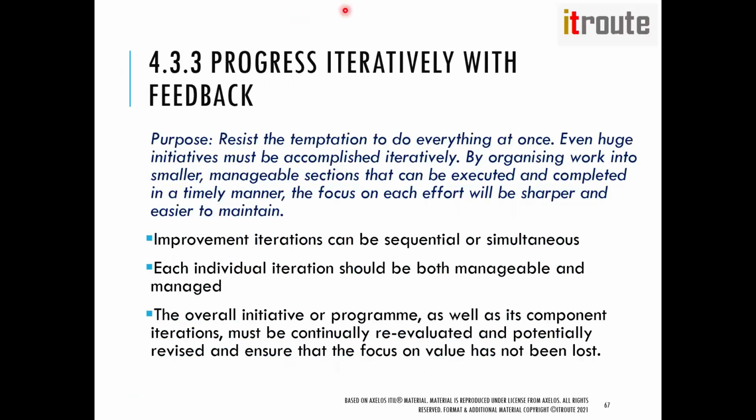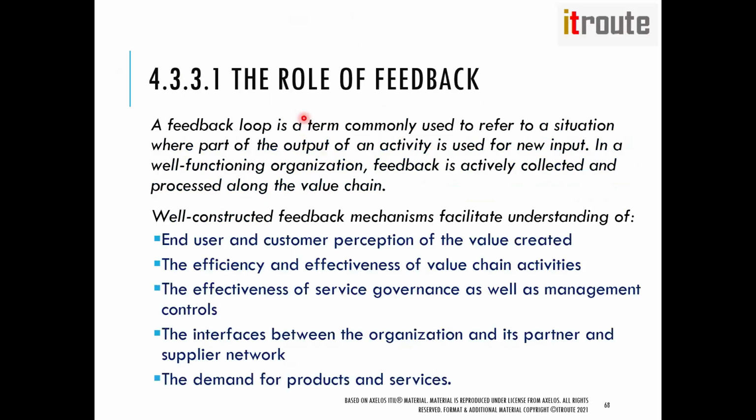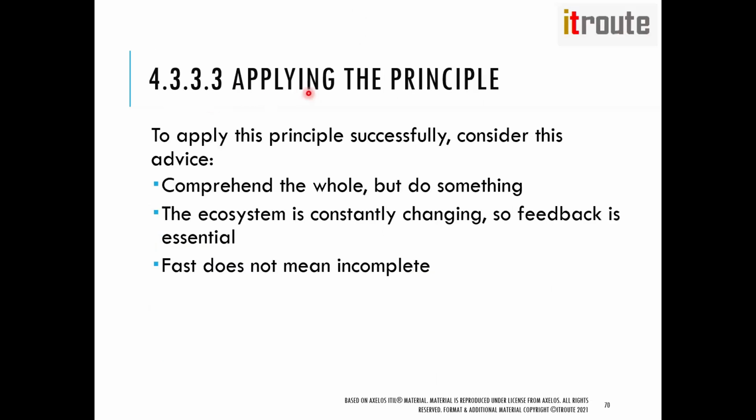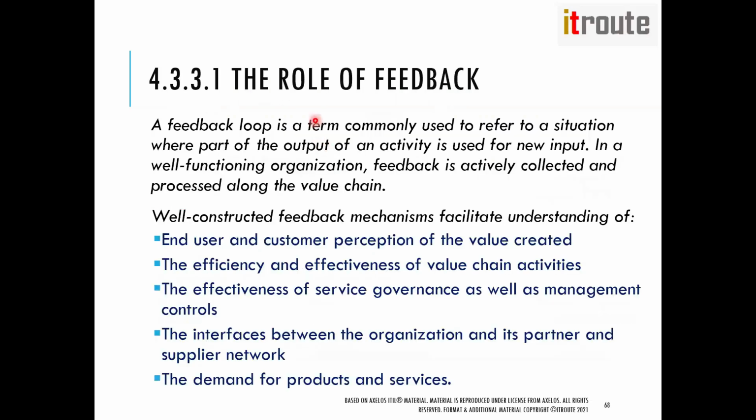So as part of this one, progress iteratively with feedback, we have other sections called the role of feedback, iterations and feedback together, and finally, how to apply this principle. Now, the role of feedback. A feedback loop is a term commonly used to refer to a situation where part of the output of an activity is used for new input. That's a feedback loop. You get the result, measure that one, and after that you move to the next one.